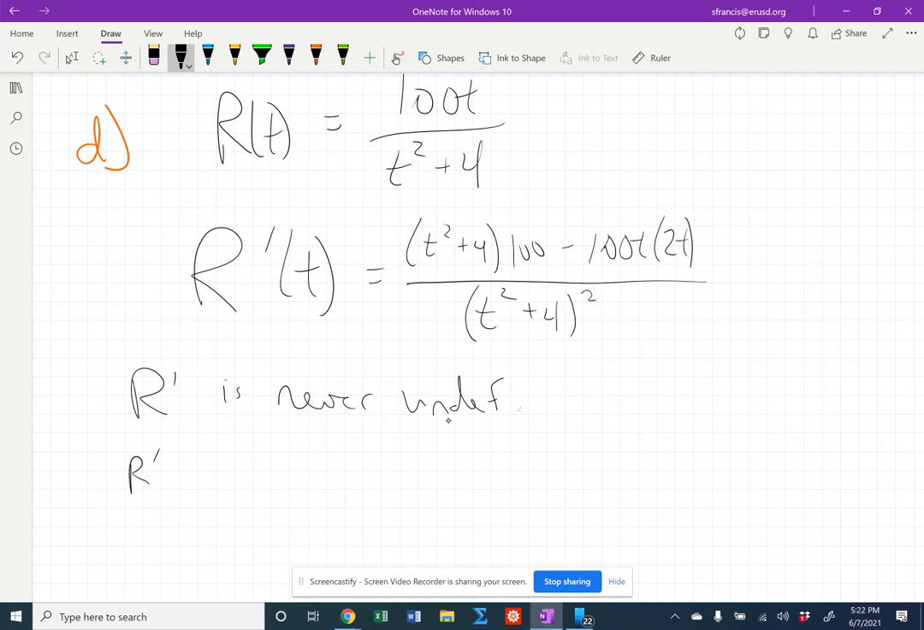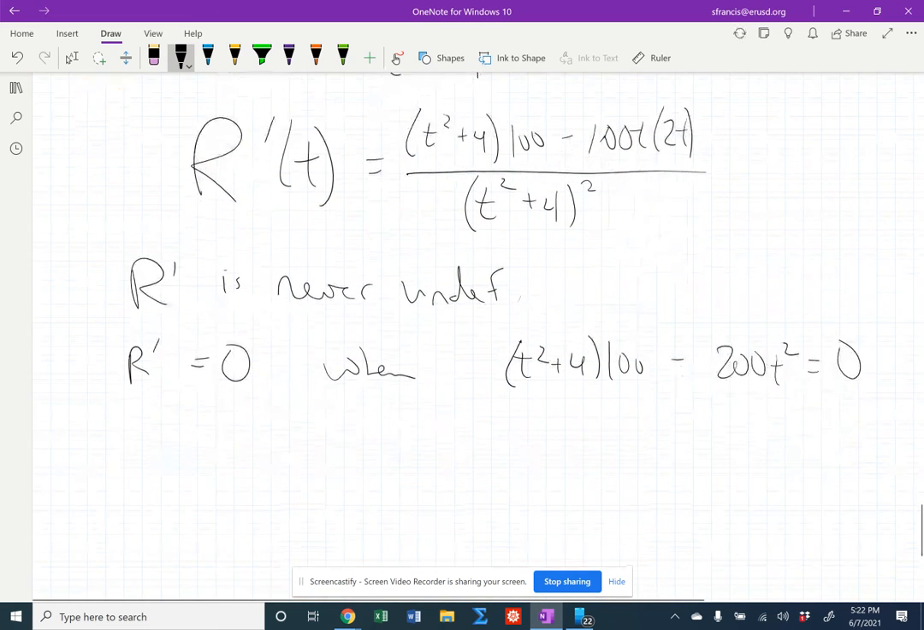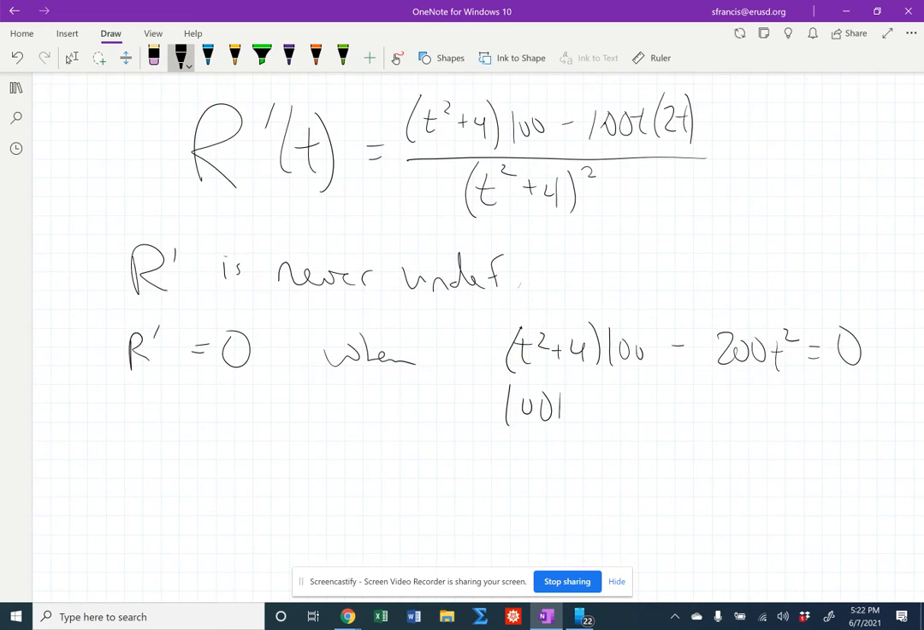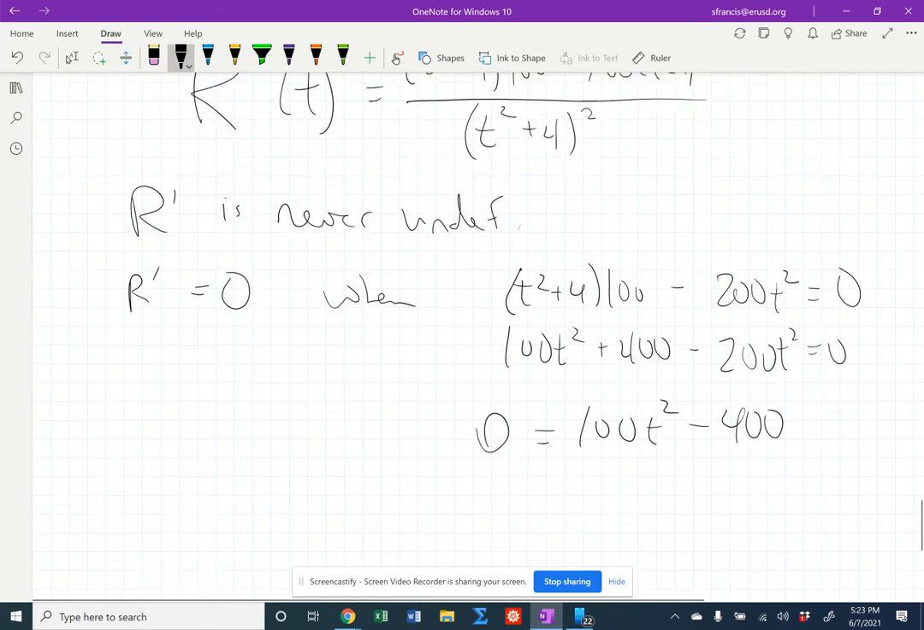R prime equals 0 when the numerator, that's going to be 200 t squared, is equal to 0. I just want to simplify this a little bit. So 100 t squared plus 400 minus 200 t squared is equal to 0. So 0 is equal to, that's going to be a negative 100. So I'll move it over to make it positive 100 and then subtract the 400.